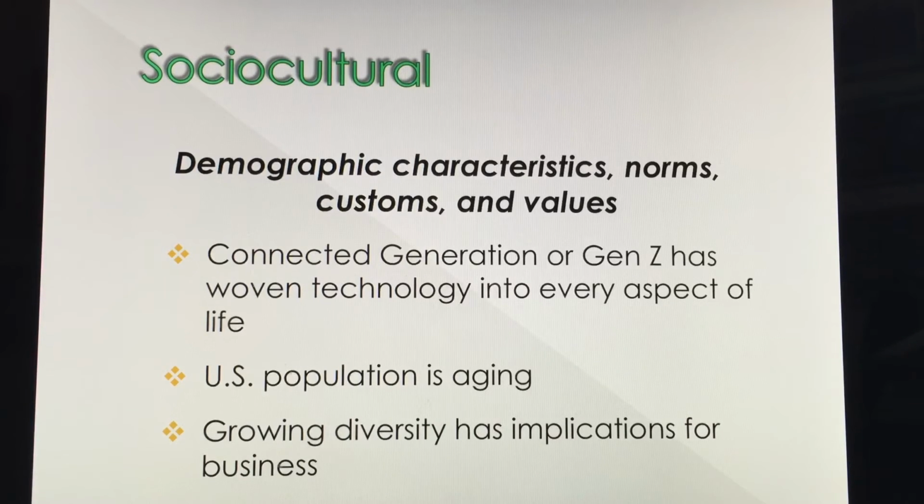Sociocultural: demographics, characteristic norms. Each generation is different. It has a different impact on certain types of corporations. The U.S. population is aging. Soon, the most significant demographic in the United States will be over 60 years old, and they will be the biggest demographic to sell to. Growing diversity has implications for all types of businesses. The last 10 building applications in New York City have all been for assisted living facilities for the aging population.